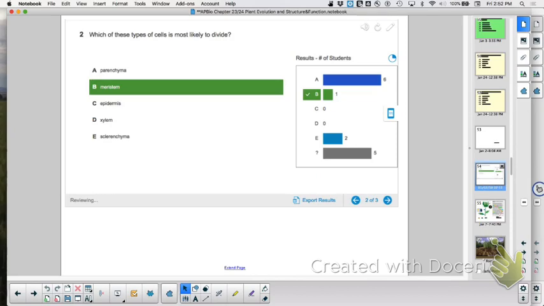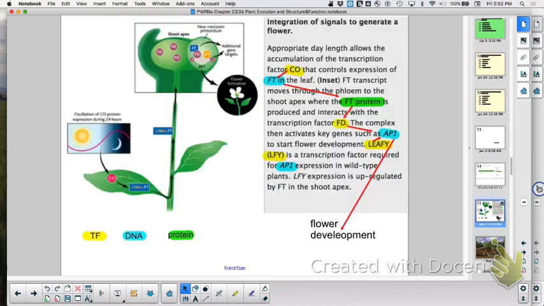Nice, Isaac. Okay, so remember meristematic stem cells? Those are the ones that are going to divide, like primary meristem. Okay. All right. Next, we talked a little bit about signaling, as an example of signaling in order to integrate a flower.